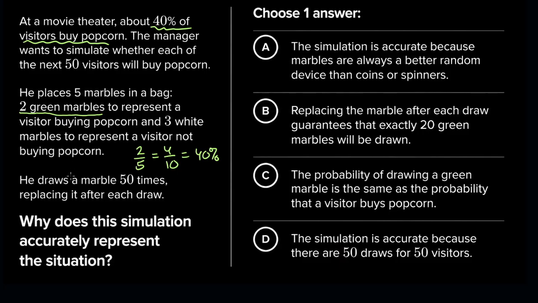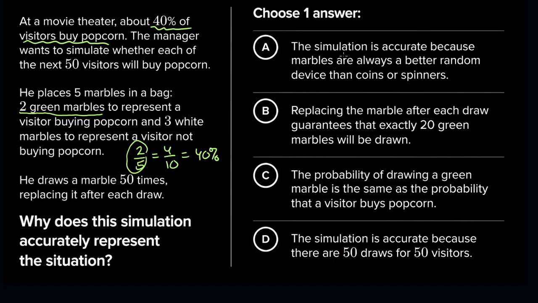And every time he draws the marble, he replaces it. If he didn't replace it, it would actually change the probability for the next draw. But by replacing it every time, there's exactly a 2 out of 5 or 4 out of 10 or a 40% chance. So I would say it does represent the situation because this 2 out of 5 is 40%.